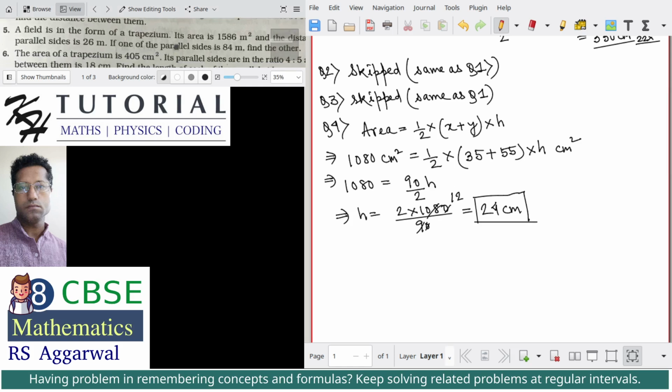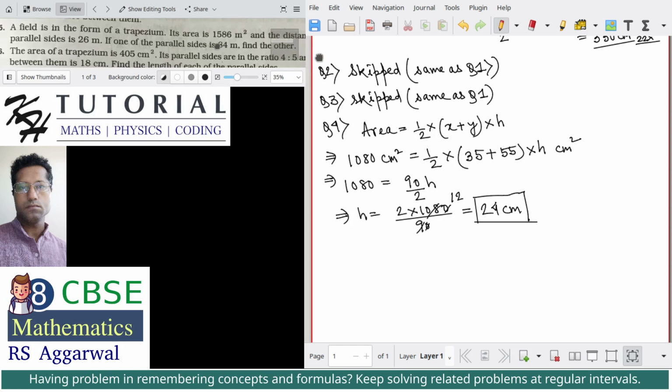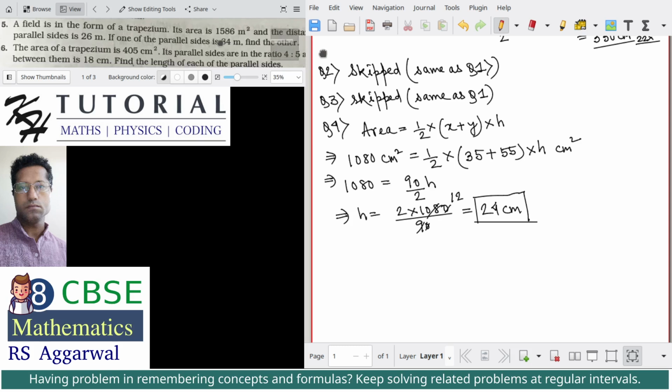A field is in the form of a trapezium. Its area is 1586 meter square and the distance between its parallel side is 26 meter. If one of the parallel side is 84 meter, find the other. This is also a straightforward question. We know that area is equal to half multiplied by the sum of the parallel sides multiplied by the height.